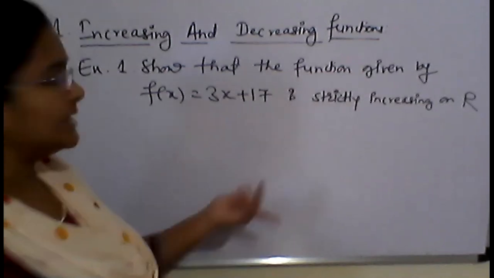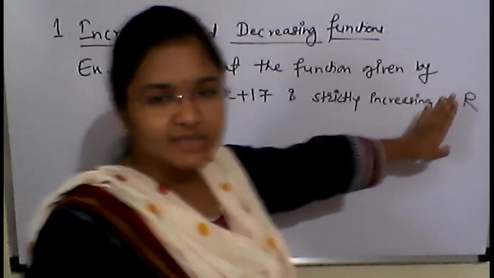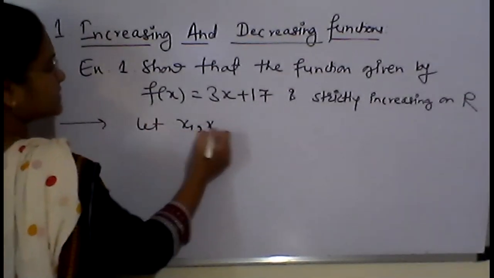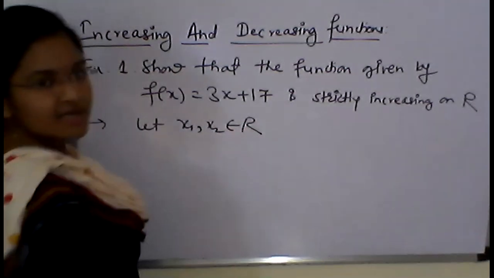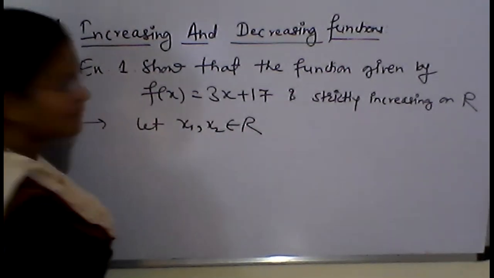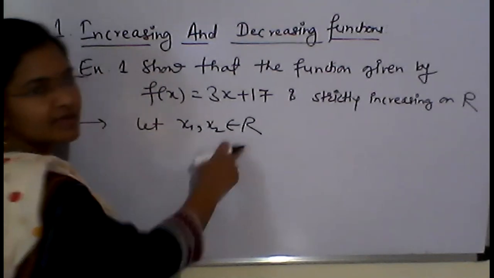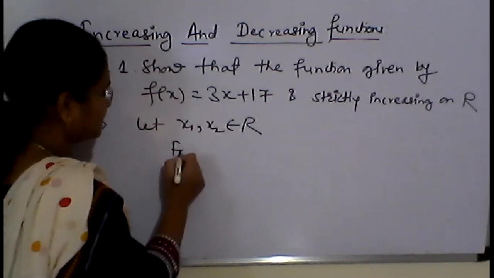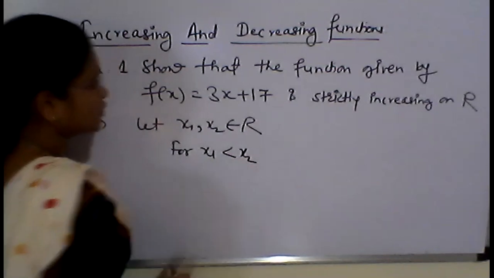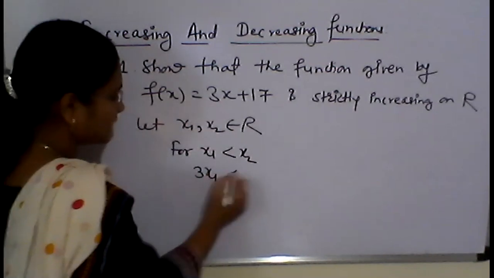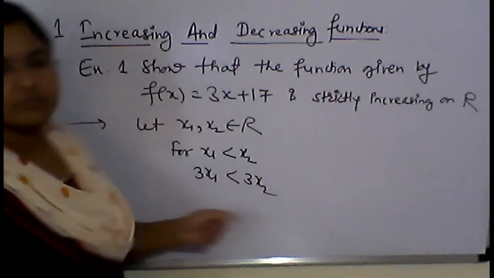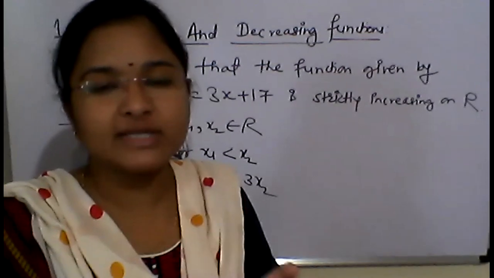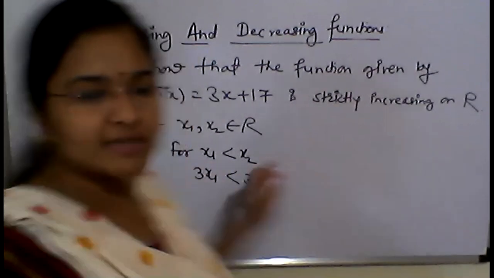Okay. So here it will be yes. We have this function, so you can consider any 2 points. Let x1, x2 belong to the set of real numbers. Now, for x1 less than x2, can we write 3 times x1 less than 3 times x2? 3 is a positive number which we are multiplying on both sides, so there will not be any effect on the sign.